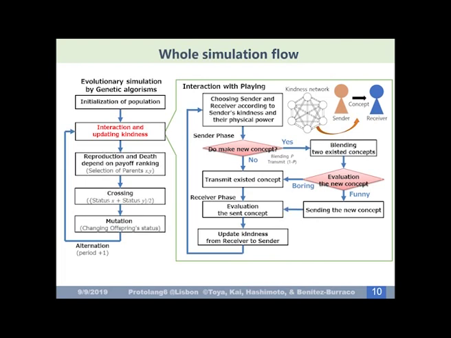This is a summary of the simulation. The evolutionary simulation flow is shown at the left side. It's an ordinary genetic algorithm. There are an initialization part, a fitness evaluation part, a selection part, a crossing part, a mutation part, and alternation. This is one period in this evolutionary simulation. And the simulation of interaction with prey is embedded in the evolutionary simulation, in this evaluation part. And its flow is shown at the right side, which I already explained.